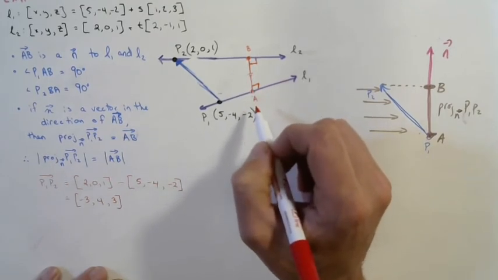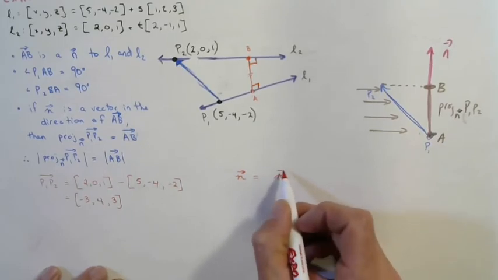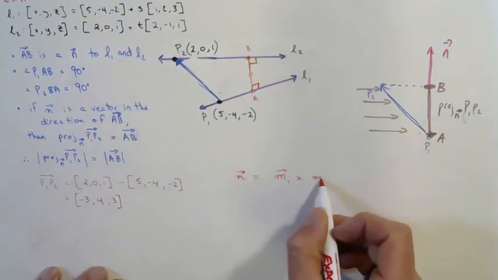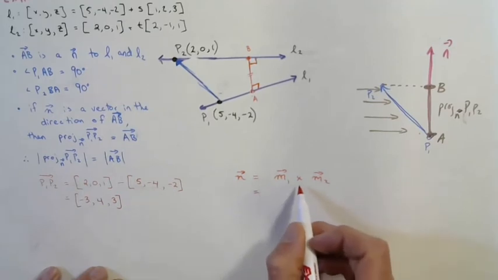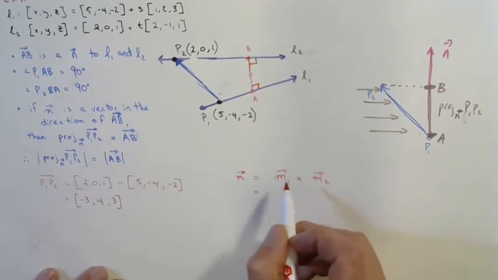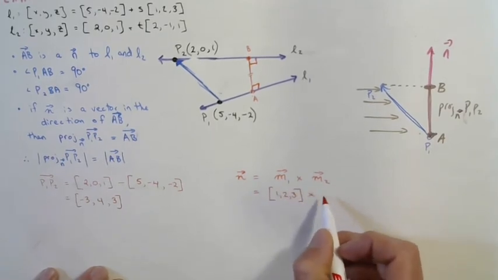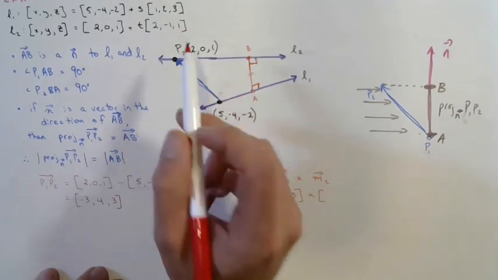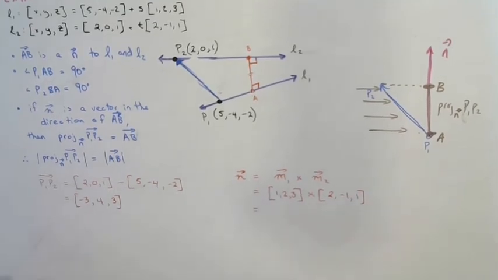The direction vector for AB, not AB itself, is going to be the cross product of my direction vector from line 1 and my direction vector from line 2. So I'm going to take the cross product of those two vectors. The direction vector from line 1 is (1, 2, 3), cross the direction vector from line 2, which is (2, -1, 1).